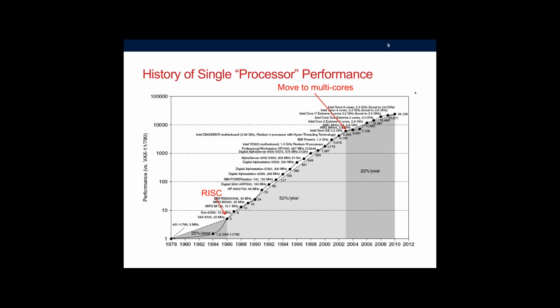This is a chart of the performance of single processors over time, starting from 1978 to 2012 or so, but the trend is very similar after this point. What I want to highlight here is, if you were doing science between the mid-80s and 2003, if you wanted to make your code faster, all you had to do was just wait. If you waited 18 months, you'd get a faster processor, almost twice as fast, and your code would run faster.